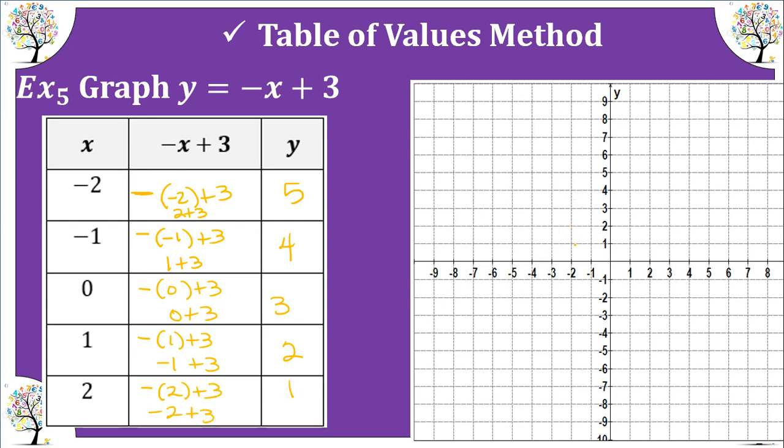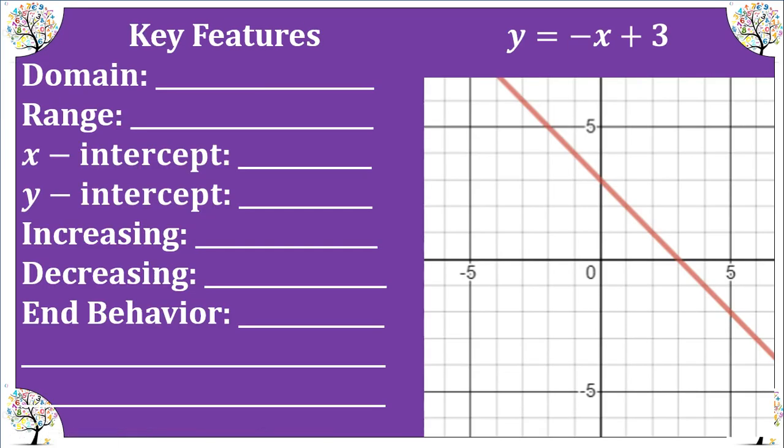Now let's plot these points. So I have -2, 5. I have -1, 4, 0, 3, 1, 2, and 2, 1. Now, to be efficient, we really would just use the slope-intercept method and plotting 0, 3 and using our slope down 1, right 1, down 1, right 1. But again, if all else fails, you can always revert back to this for any equation.